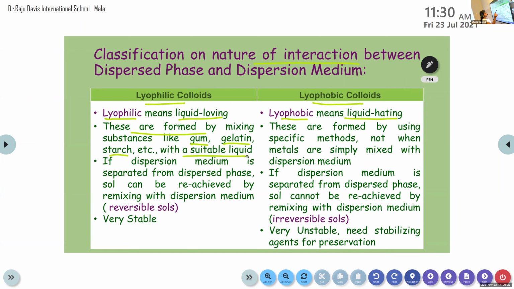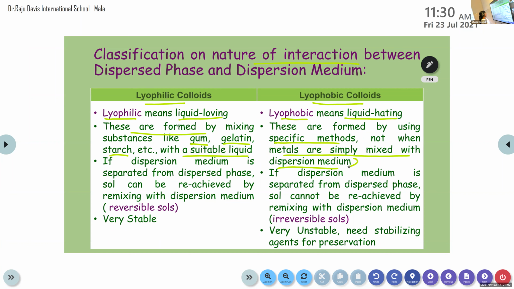In the case of lyophobic colloids, these are formed by using specific methods, not by simple mixing of the substance into liquid. It is not possible here in the case of lyophobic colloids. Here we have to use certain specific methods. And in this chapter itself, we will learn different methods of preparation of lyophobic colloids. These are formed by specific methods, not when metals are simply mixed with the dispersion medium.